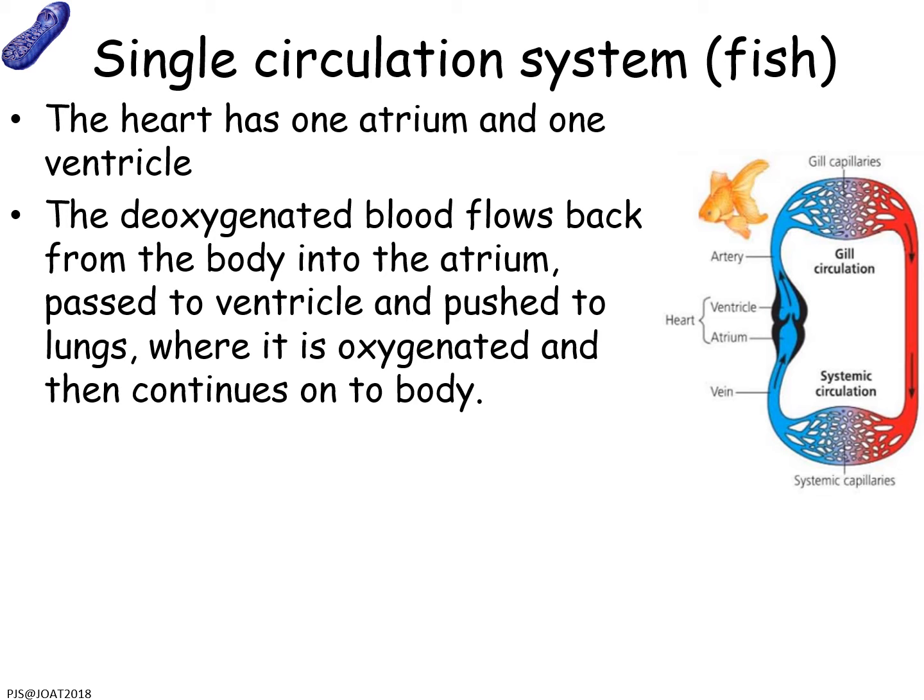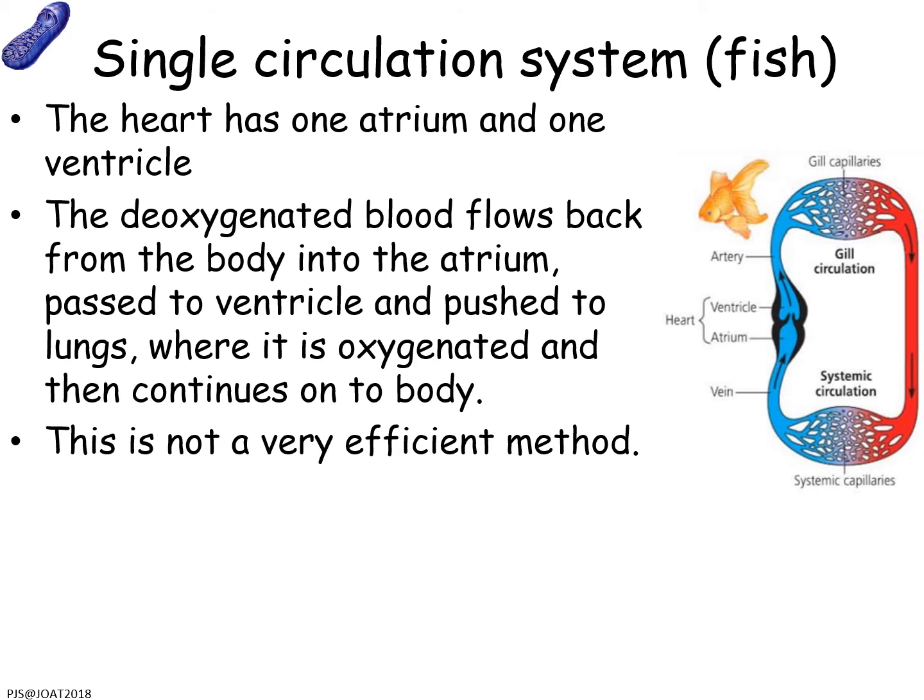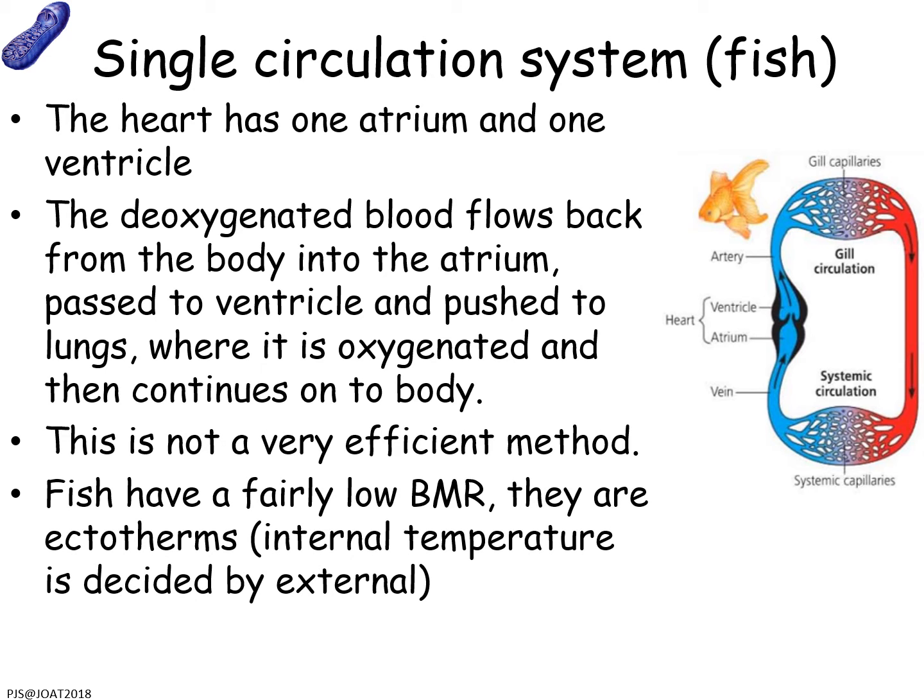It's not particularly efficient, because we're only doing one loop and there's quite a lot of time when it's deoxygenated. Fish have a fairly low BMR, so they've not got a very high biological demand for energy. They are also ectotherms, which we will talk about a bit later, which means that their internal temperature is decided by the external. So overall, they don't need a hugely efficient system because the demand is not as high.